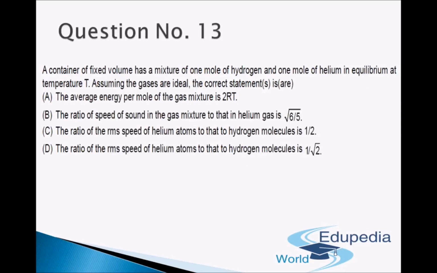Let's see the next question. We are given a container of fixed volume that has a mixture of 1 mole of hydrogen and 1 mole of helium, and we want to find out certain quantities about it.